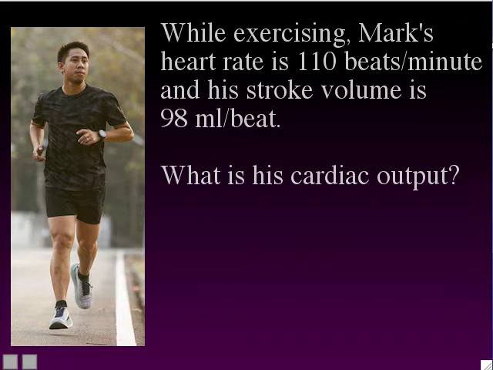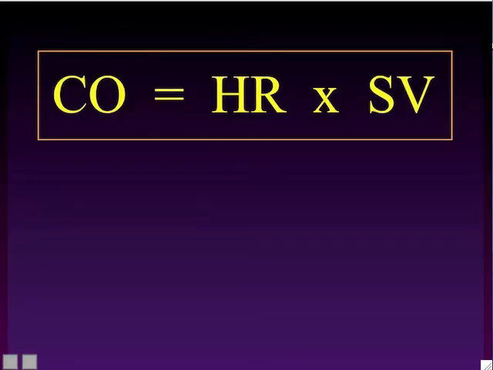So here's Mark, and my problem to you is this. His heart rate is 110 beats per minute. His stroke volume is 98 milliliters per beat, when he's jogging. What is his cardiac output? We're going to use our standard equation here. Cardiac output equals heart rate times stroke volume.